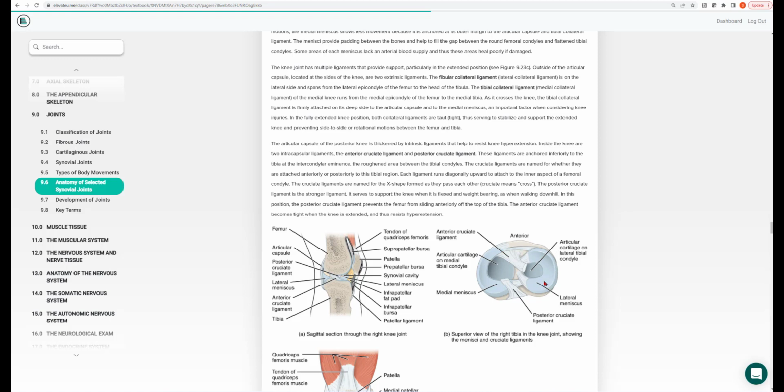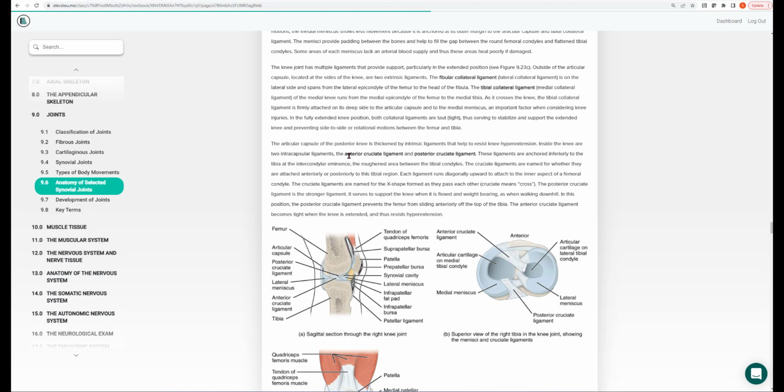But as you look down, this is a superior view looking down on the tibia, you see that these 2 menisci, the lateral meniscus and the medial meniscus, kind of get the sense that those condyles of the knee sit very cozy into these shallow impressions of the menisci. And then there are ligaments internally.